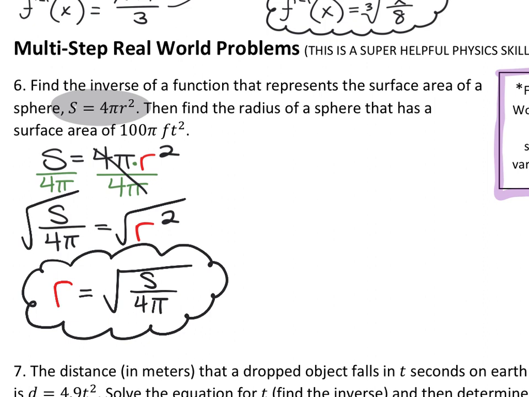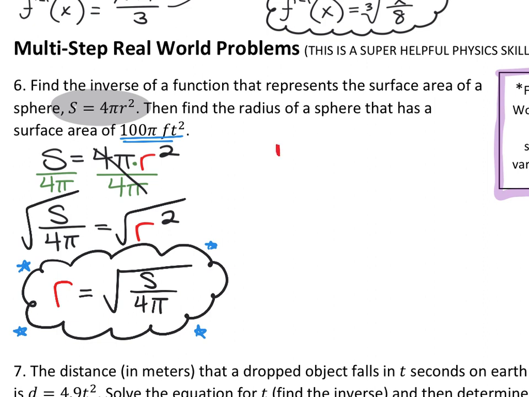It's also called, in math, deriving a formula, which is cool. We're deriving a formula. Now this question has two parts. The first part was to find this formula, check, we're done. The second part said to find the radius of a sphere that has a surface area of 100 pi feet squared. Now if we want to find a radius, and we have an equation here that says radius equals, all we have to do is plug the stuff in and press go on a calculator.